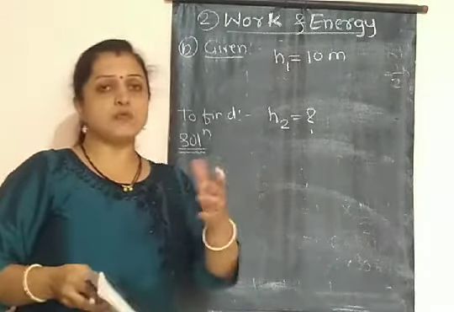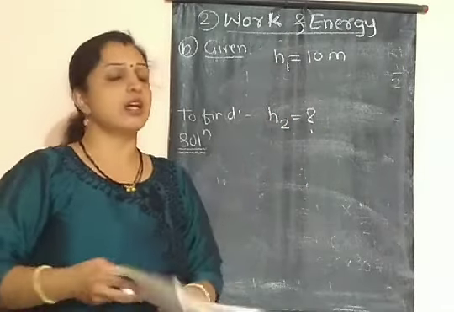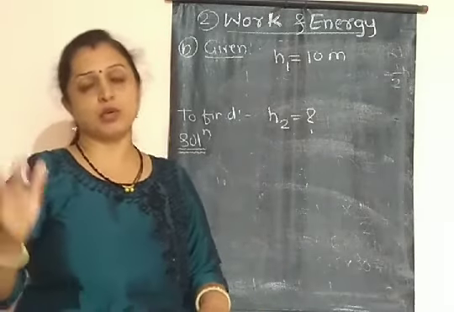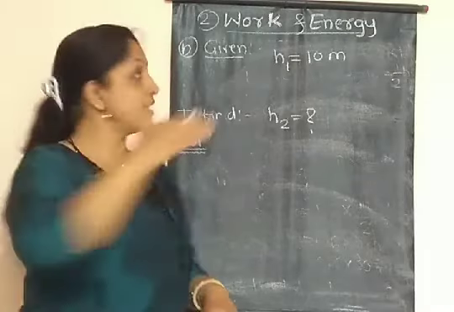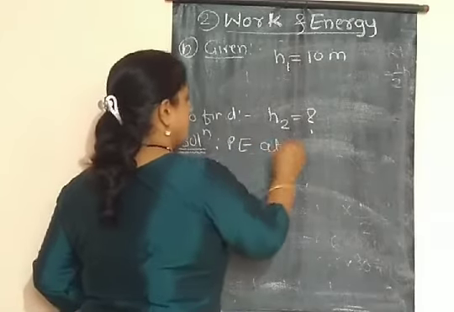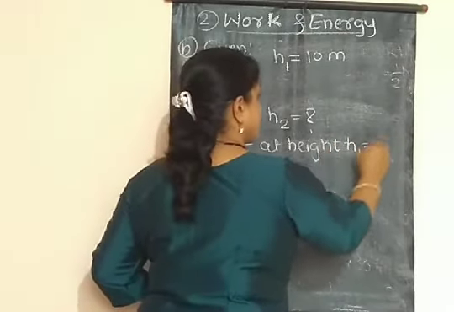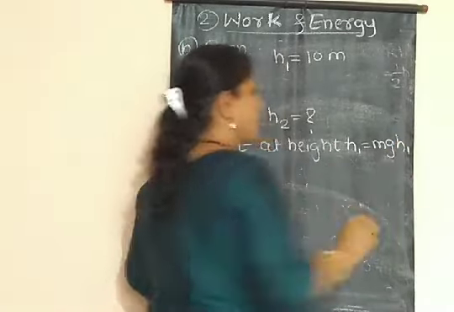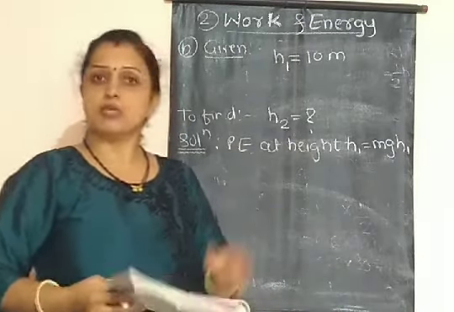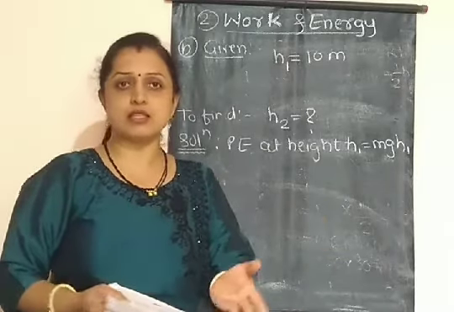Consider when any object reaches a particular height, then it possesses potential energy. And how much is the potential energy? That is mgh. Okay, the potential energy at height h1 is mgh1. Now this potential energy is reduced by 40%, means it decreases by 40%. Then how much remains? That is 60%, isn't it?